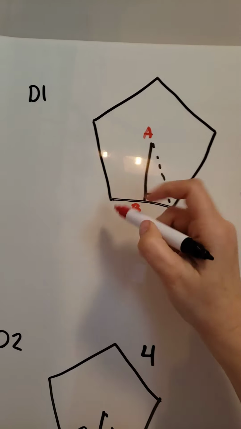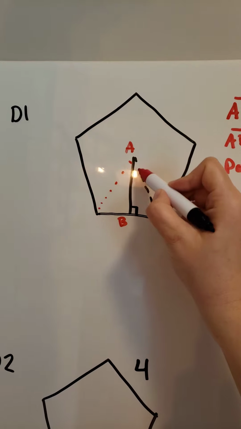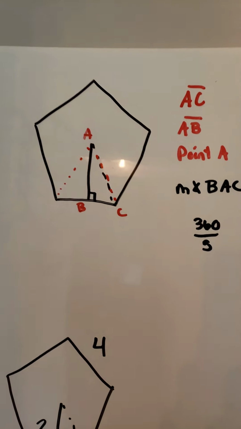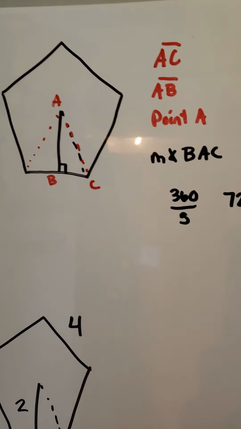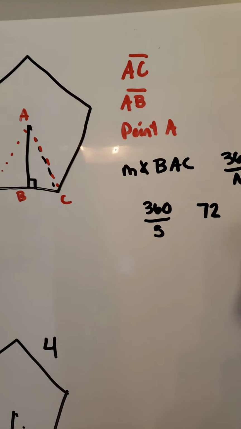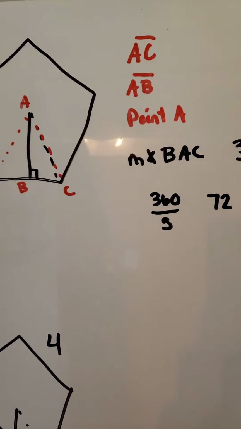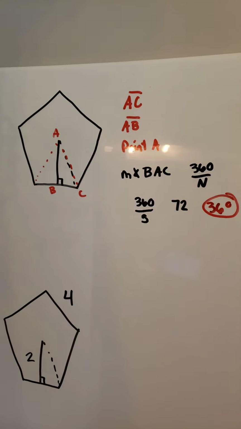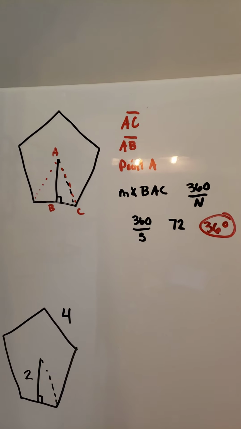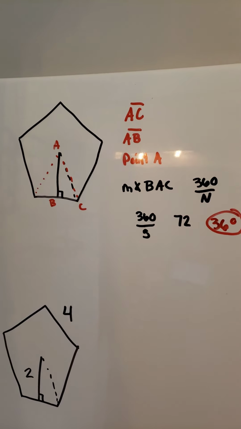That would find this angle right here. But if I was asking for specifically the measure of BAC, you would have to take that 72 and divide it by 2. And you would tell me the measure of that central angle then was 36 degrees. Okay. That was what I had you do on day one.